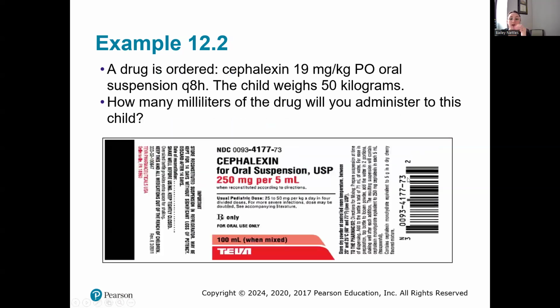All right, so now again, I have cephalexin 19 milligrams per kilogram by mouth, oral suspension every 8 hours. The child weighs 50 kilograms. How many milliliters are you going to administer to the kid? I'm going to give you 3 seconds. Pause if you need to. All right, so I have 250 per 5 mL in this bottle, okay?